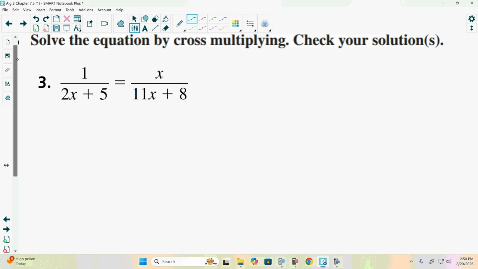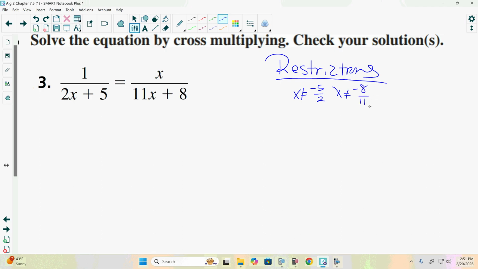I think this is where we stopped yesterday, yes? Now, so we would set the two denominators equal to 0 and solve. Now I'm going to go on and give those to you. Those restrictions would be -5/2 and -8/11. Those would be the two values of x that would make that denominator be 0.